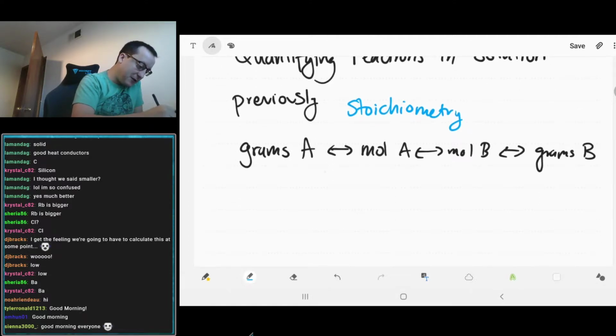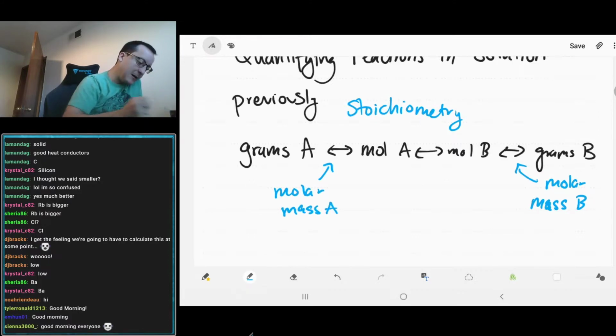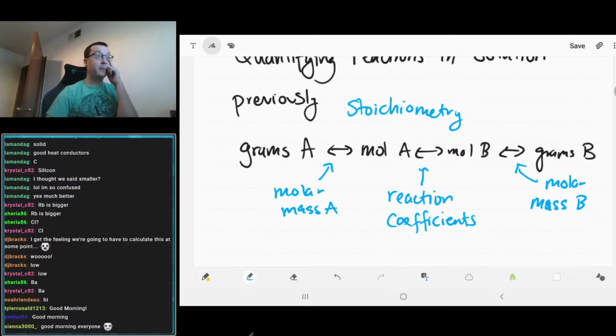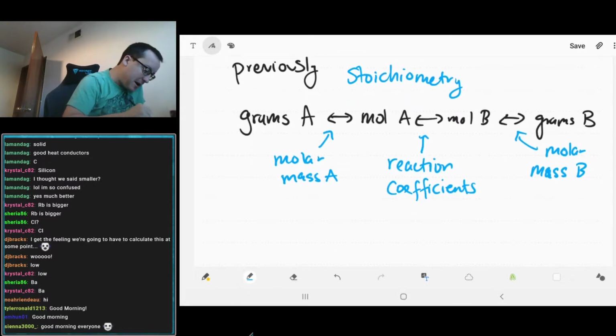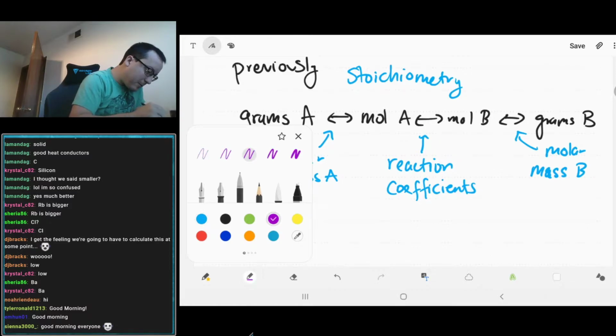And we could use conversion factors, right? We were using molar masses in the case of grams, and then we used our almighty reaction coefficients to do that middle part. What we're going to do today is, so these grams that we see here on this list, those have to be pure substances.